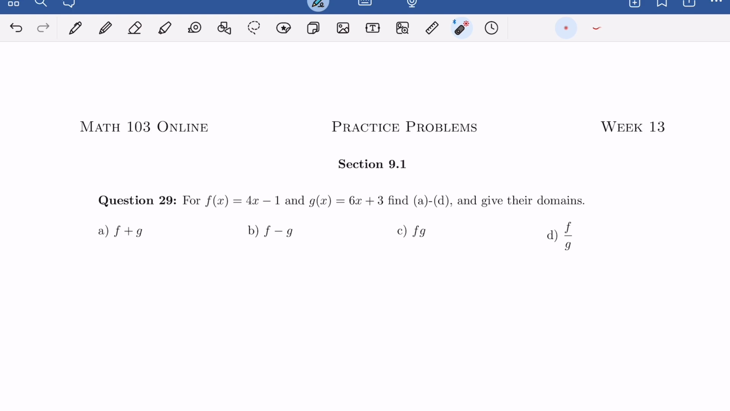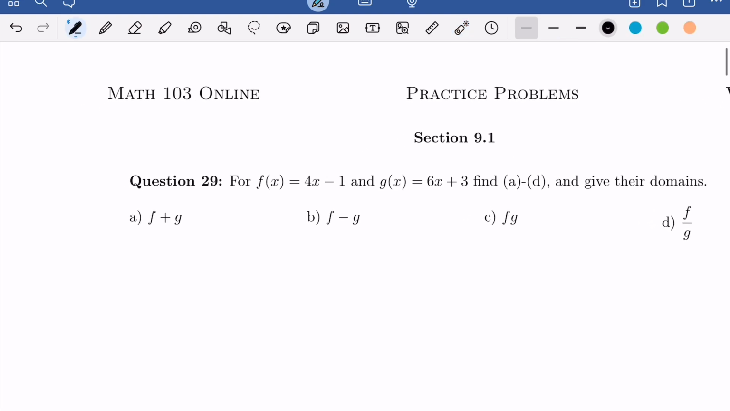So starting with A here, we're going to do f plus g. So this is just going to be f of x plus g of x. So we're going to have 4x minus 1, that's f of x, and then we're going to add g of x to that. So that'll be 6x plus 3. From here, we're just going to combine like terms. We have a 4x and a 6x, and then we also have a minus 1 and a 3. So we're going to end up with 10x plus 2 here. So that's the resulting function that we'll get when we add these two together.